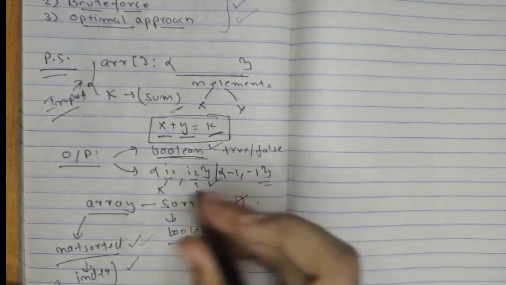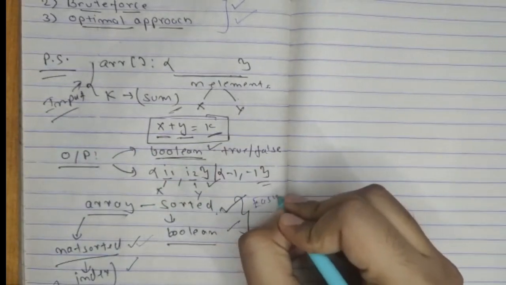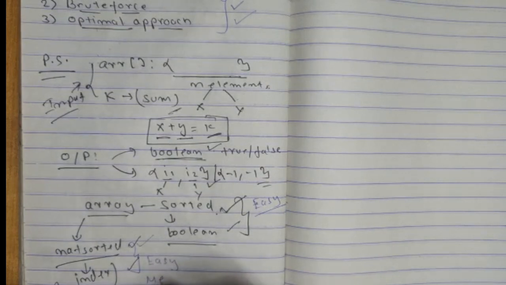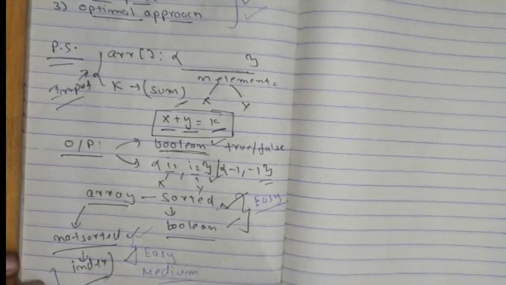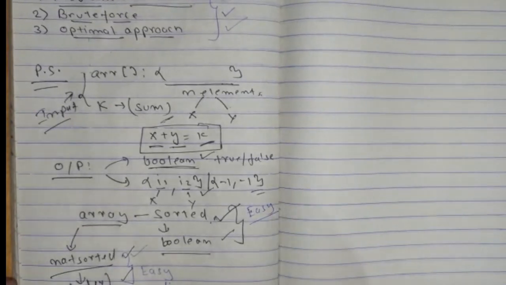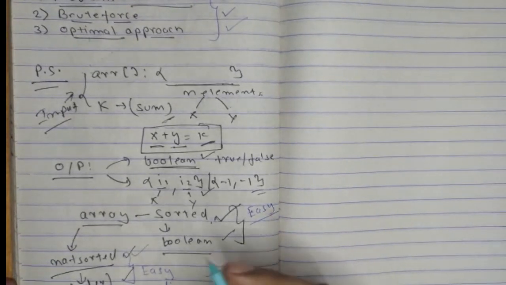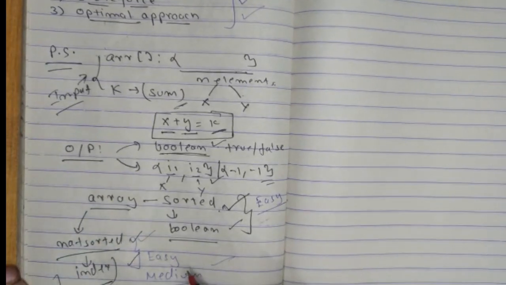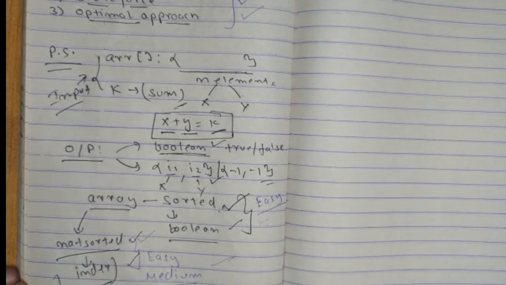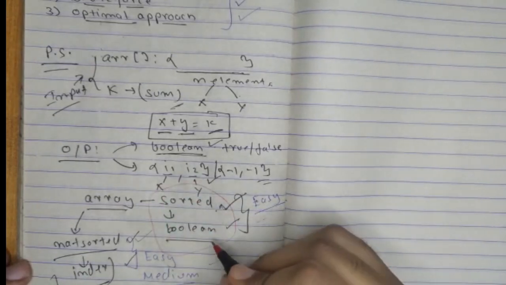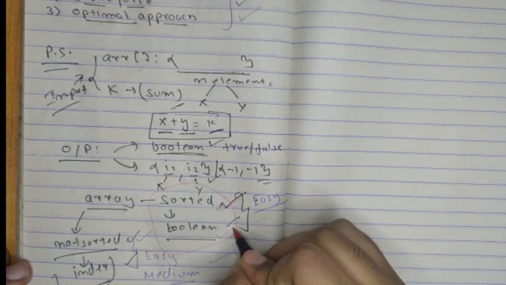This category of question will be termed as easy. This is an easy problem, but it can be easy for someone and medium for someone else. Okay, I will tell you why when we start discussing the solutions. Then we will find why this is considered easy, and this problem may be considered easy or medium by different people. So first of all, we will discuss this category: our array is sorted, and we have to return a boolean value.